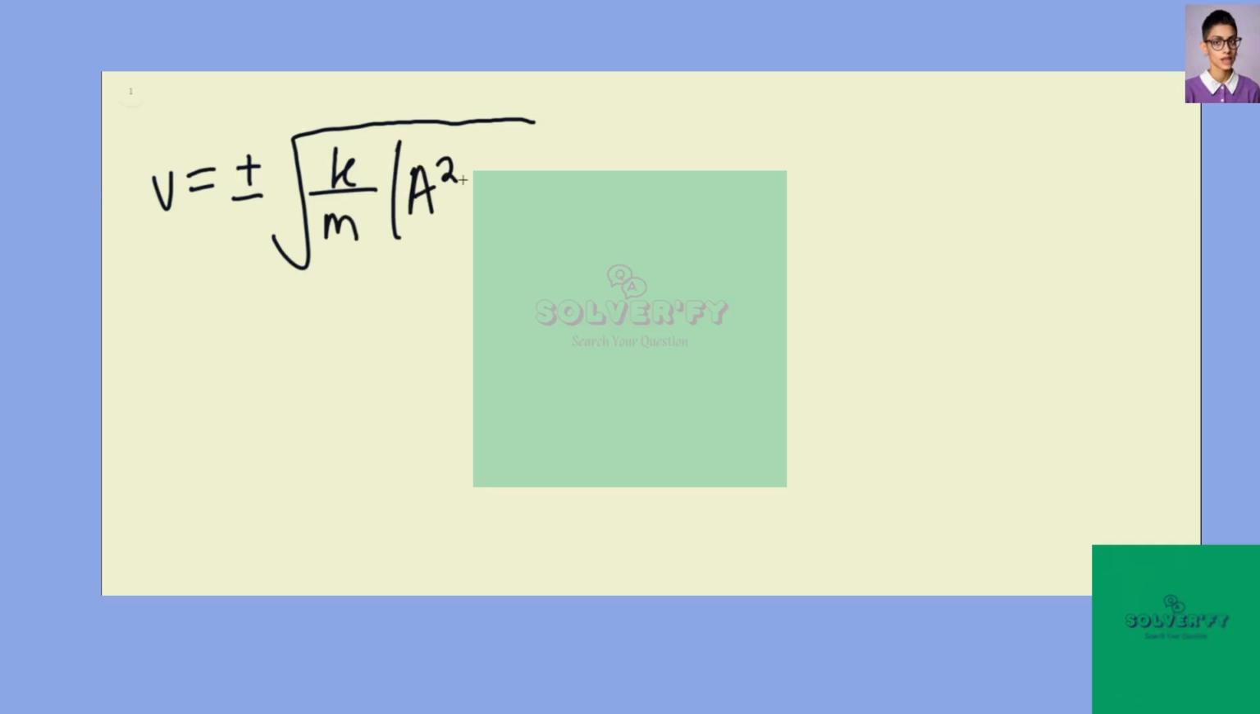So we want to find the position as a function of time of a simple harmonic oscillator, but we must use the law of conservation of energy. We can start off by saying velocity is going to be equal to plus or minus the square root of the spring constant divided by the mass times a squared minus x squared. That would simply be the formula for the velocity.